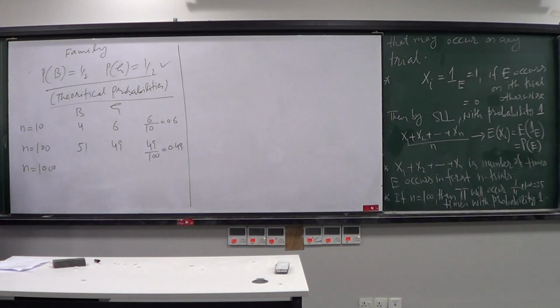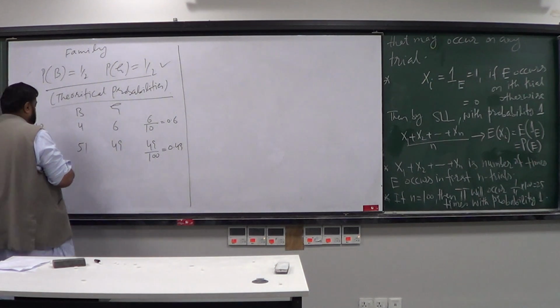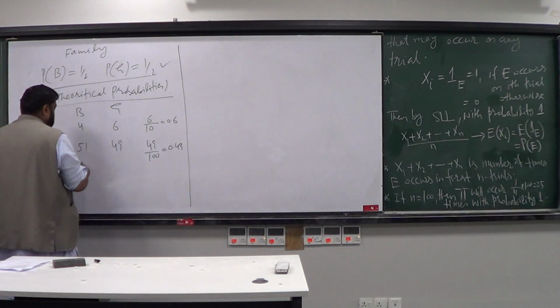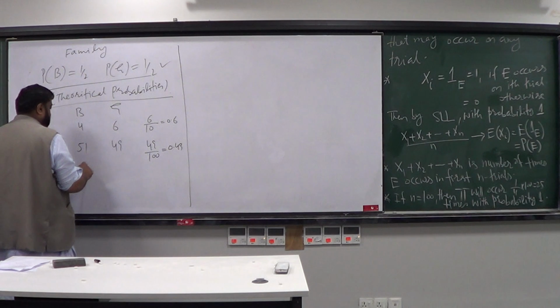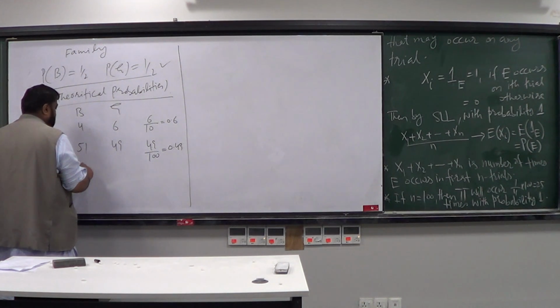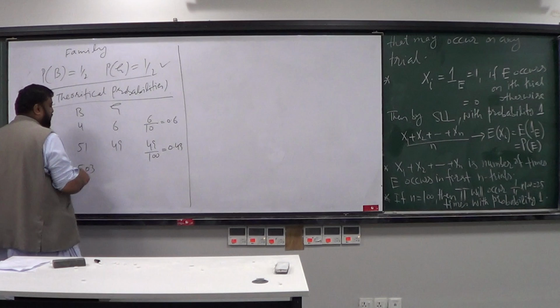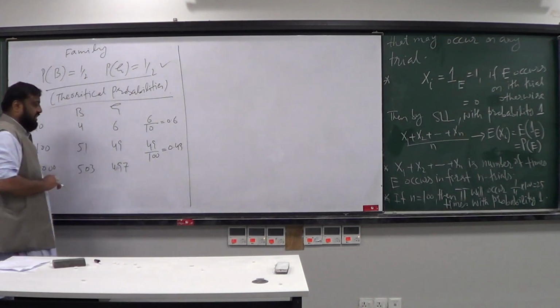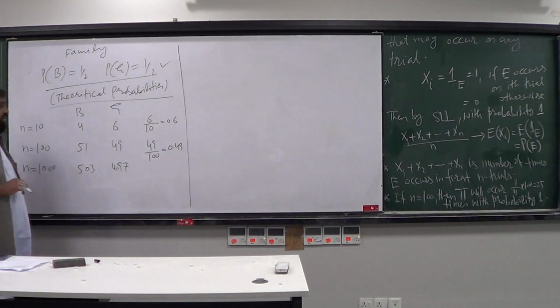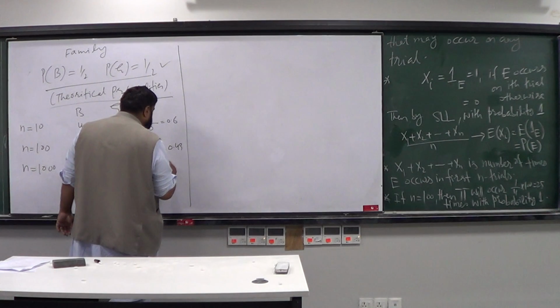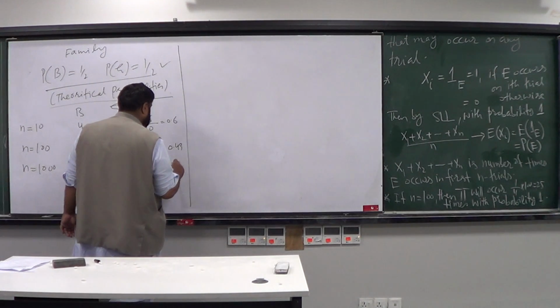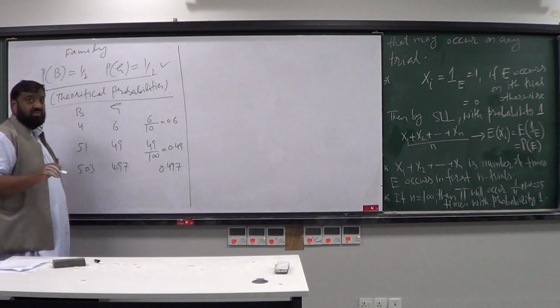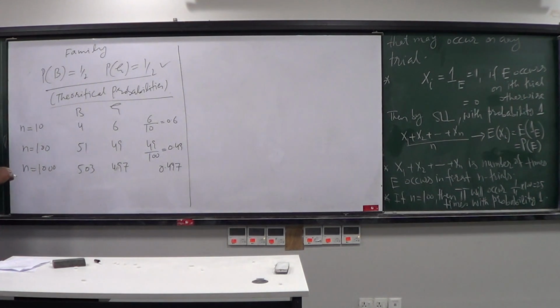What do you call observations? It turns out that out of 1,000, say, 503 are boys and 497 are girls actually. So what would be the observed probability or frequency in this case? 0.497.